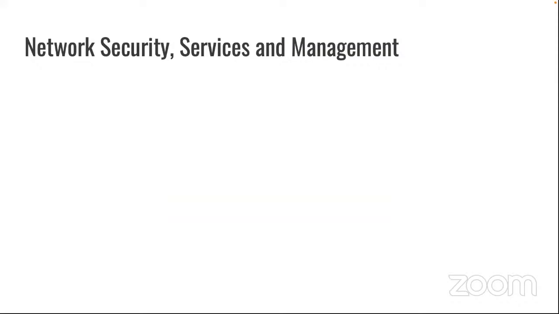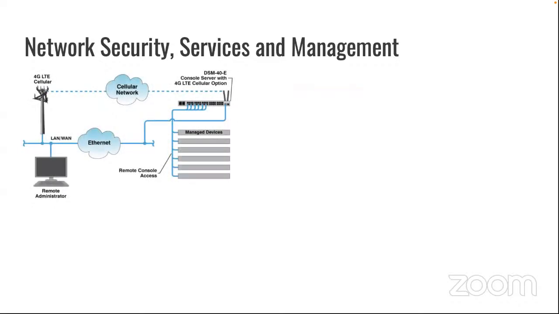Your network security, your services, and management. Well, the first one is out-of-band management. Out-of-band just means a separate means of accessing an interface should option A go down. So we have our router that is usually accessible through a wired internet connection. If for some reason that goes down and we still need access to it, then we could use something like a cellular connection to get to the same device.